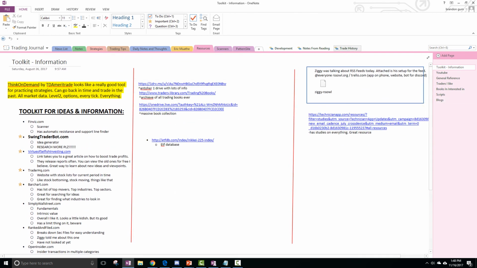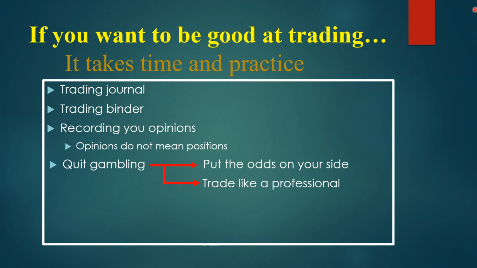So these are the kind of things that good traders do that make them successful, and just like school, you need to try to put the odds on your side, and record things so that you can learn better and progress faster. It takes time, it takes practice, it takes effort.